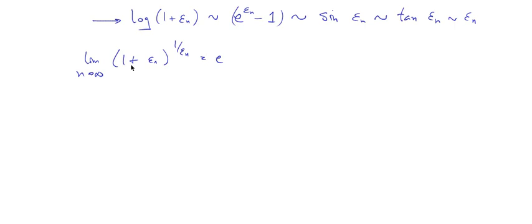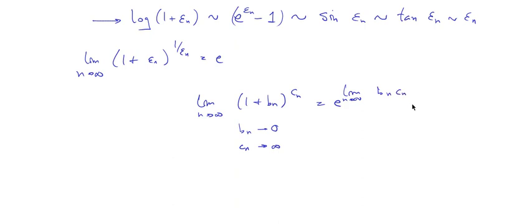Remember we had that the limit when n goes to infinity of 1 plus b sub n to the c sub n, where b sub n goes to 0 and c sub n goes to infinity, was e to the limit when n goes to infinity of b sub n times c sub n. In this case, 1 over epsilon sub n goes to infinity, so it's a valid c sub n, and epsilon sub n goes to 0, which is correct. The limit of epsilon sub n times 1 over epsilon sub n is 1, so this is e to the 1, which is e.